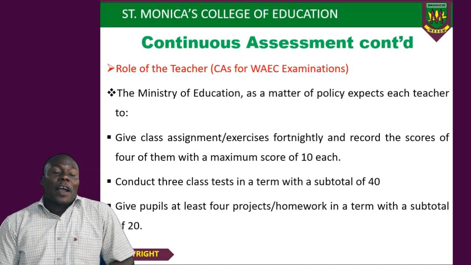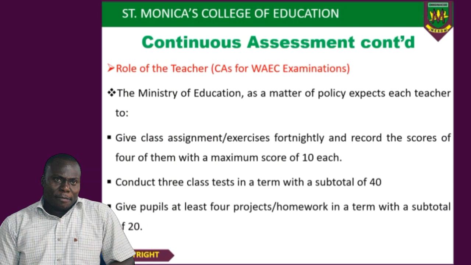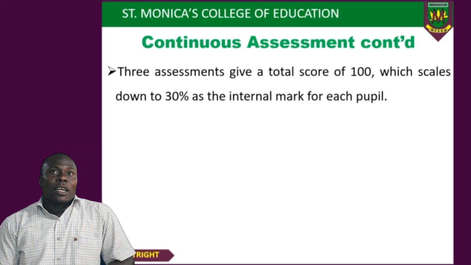So having said all these: assignments and exercises, 4 from every student, making up 40 marks. 3 class tests, totaling 40 marks. 4 projects and homeworks, all together making 20 marks. So upon summation of all these 3, you get 100 marks. So 3 assessments all together giving a total score of 100 marks, which will then be scaled down to 30% as the internal marks for each student.